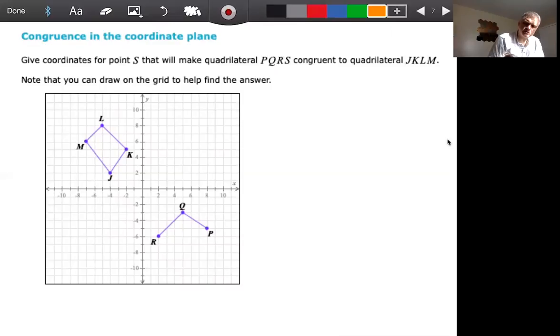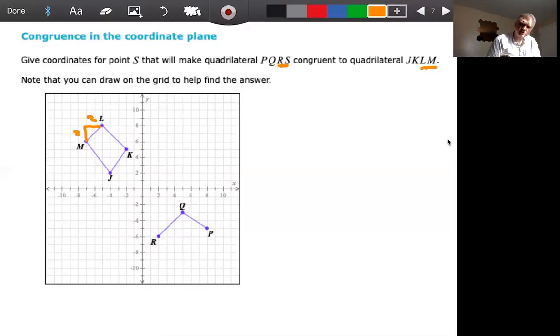And QR is going to be congruent to KL. And since we don't have S, we really want to know about S. So SR is going to be congruent to LM. So how I go from L to M will be the same strategy to go from R to S. So how do you go from L to M? Well, L to M, you're going to go 2 units and 2 units. I would say 2 left and 2 down, and that's cut and dry.